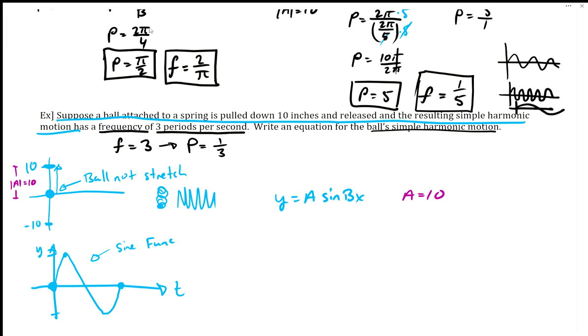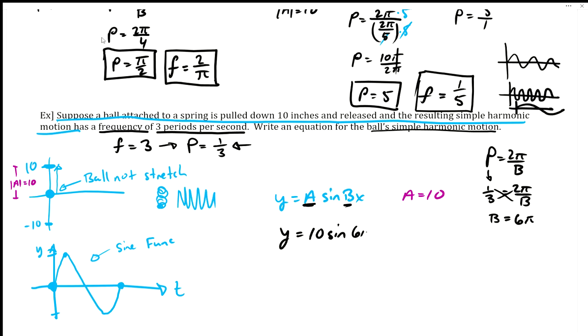And then now back to the period. Remember again, the period is 2 pi over b. So we can sub 1/3 in and then solve for b. We can cross multiply and get b is 6 pi. So we got our b too. We've got both of these, and then we would sub it in. So y equals 10 sine of 6 pi x. There we go. All right, that's it.